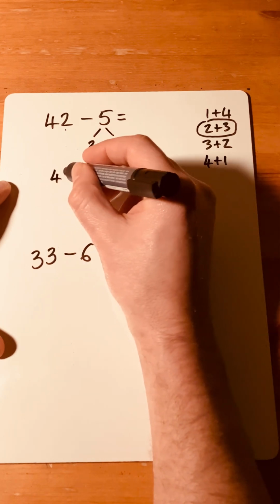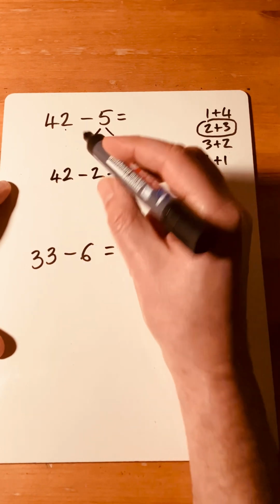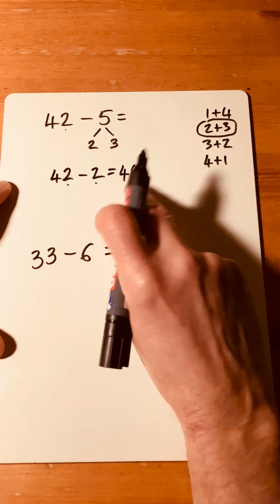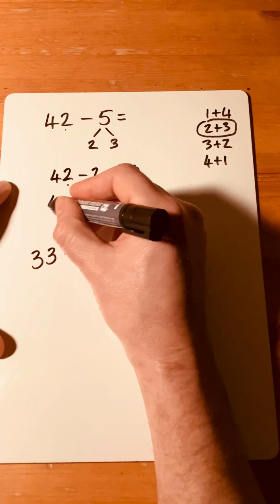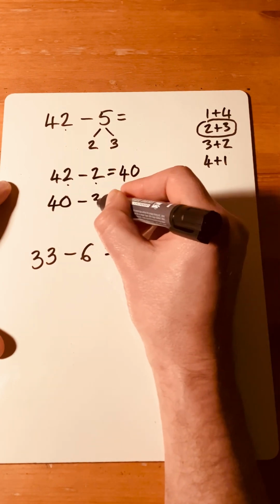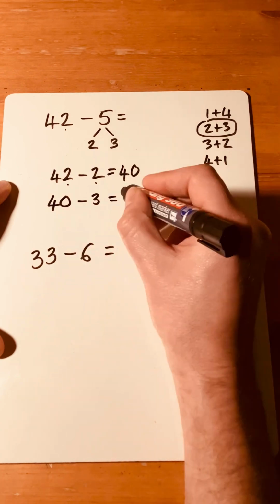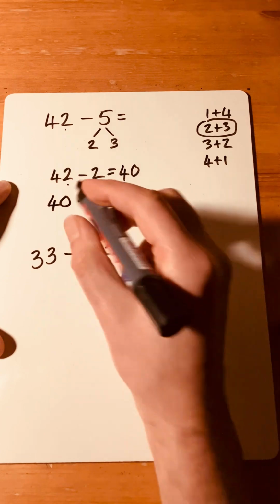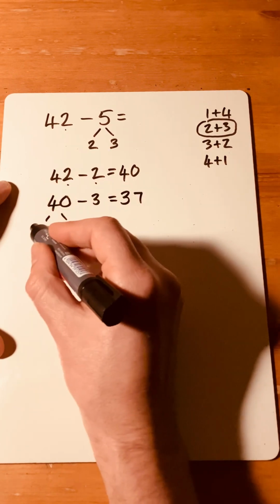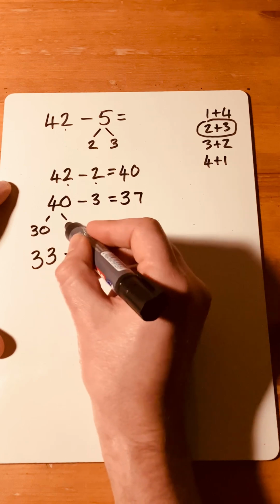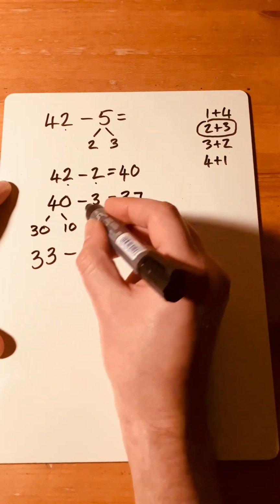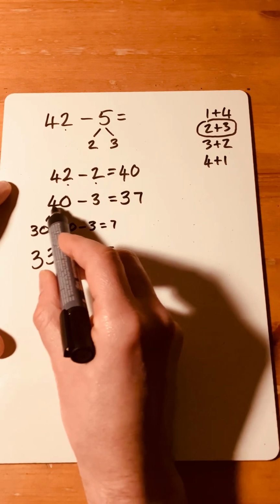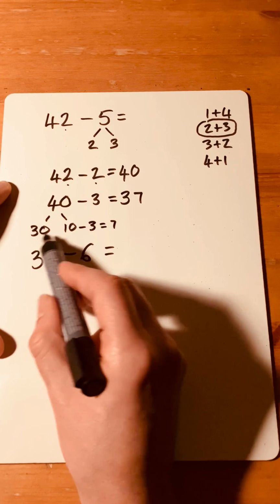So I know if I have 42 and I take away the 2, so 42 take away 2 will give me 40. And I want to get to that multiple of 10 because I know that 40 take away 3 is 37. If you were not sure about that step, you could split the 40 into 30 and 10, and then do 10 take away 3 is 7. And you can see 40 take away 3 is 37.